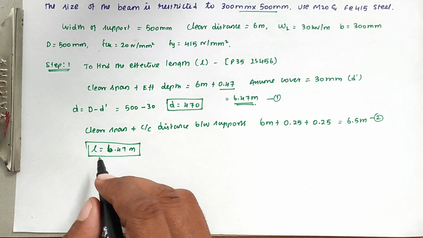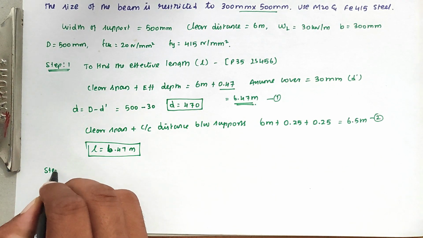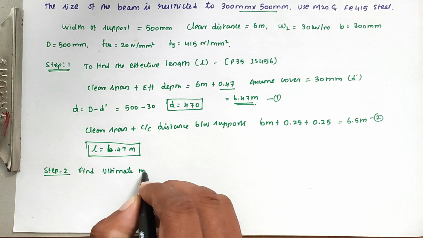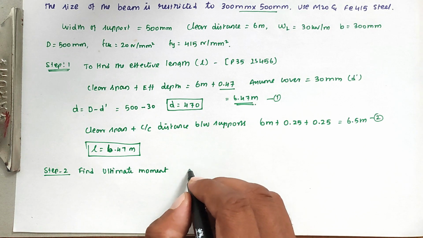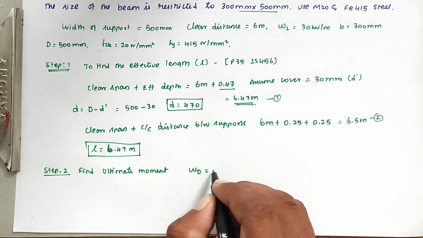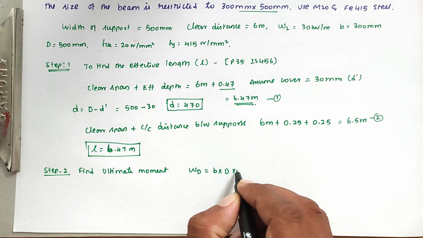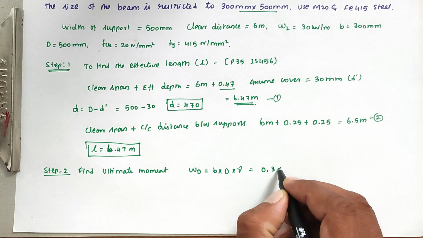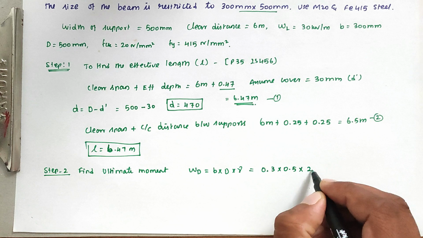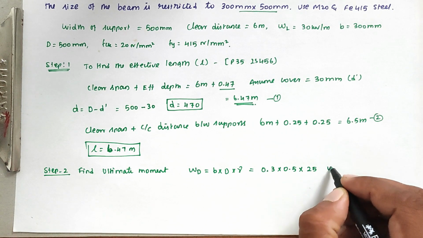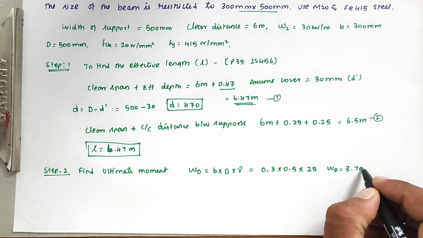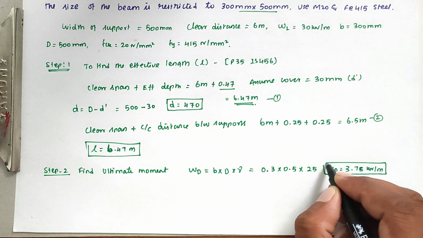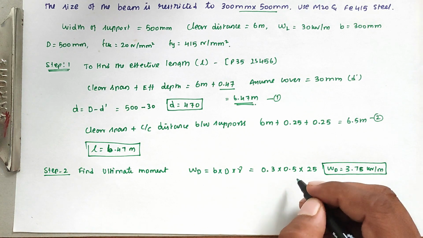So next step, step 2, we have to find the ultimate moment. For the ultimate moment we have to find out the self weight. So WD equals B into D into gamma. B is 0.3 and D is 0.5, into unit weight of concrete, which is 25. So WD equals 3.75 kilonewton per meter. WD we found out, so that is the dead load. Next thing is live load.